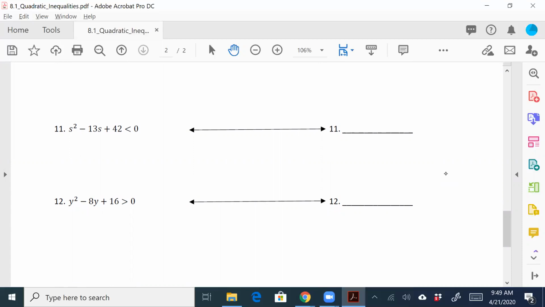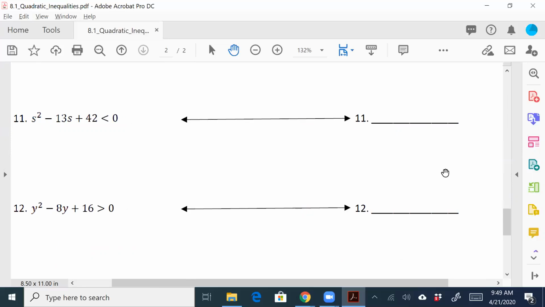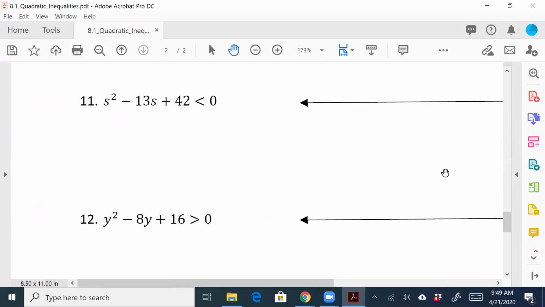Okay, so we've got s squared minus 13s plus 42, and this is less than 0. Because we already have 0 on the right, we don't need to worry about that. Our first step is to say, what would this thing look like factored? I'm going to put s in each of these parentheses, and then I'm saying what two numbers would multiply to 42 and add to negative 13.